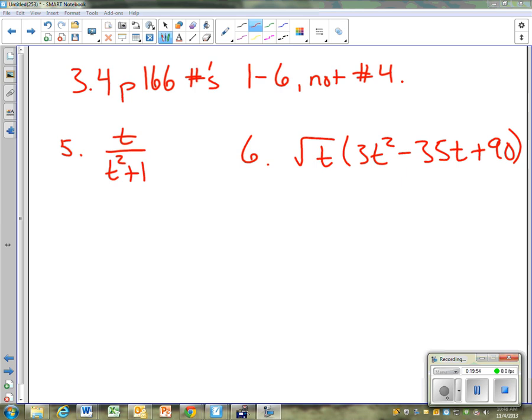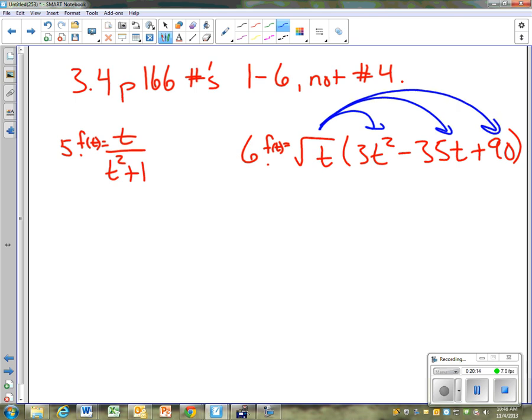For any YouTube watchers, there's the assignment. I just wrote what 5 and 6 were because 5 requires use of the quotient rule, 6 requires the use of the product rule, or you could distribute this through and then just use the power rule. That's up to you. But that's what we're going to pick up with tomorrow. Try those problems.